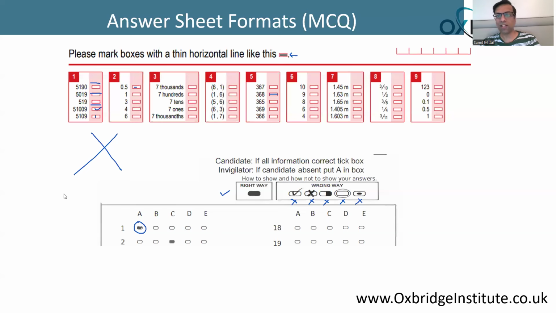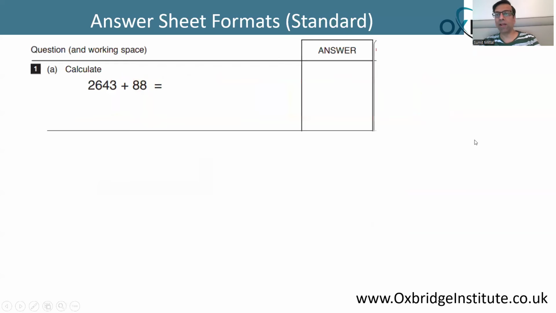Now let's also look at some other kind of exams where you might have the standard format where you actually have to write the answers down. For example, this is an example from a CSSC exam where you have a little bit of space to do your rough working out, and then you need to write the answer here. So for example, if it was 422, 421, I could write it here.